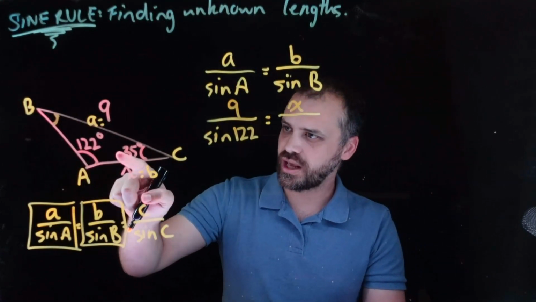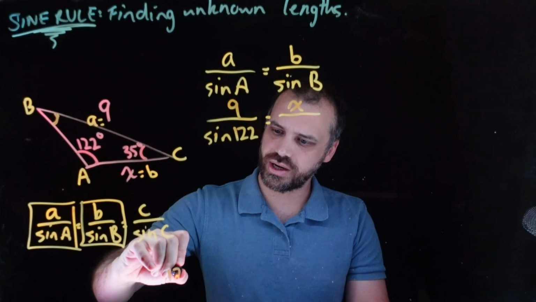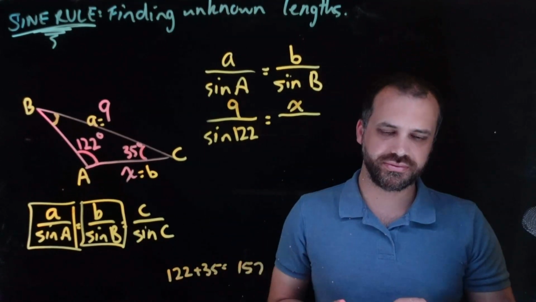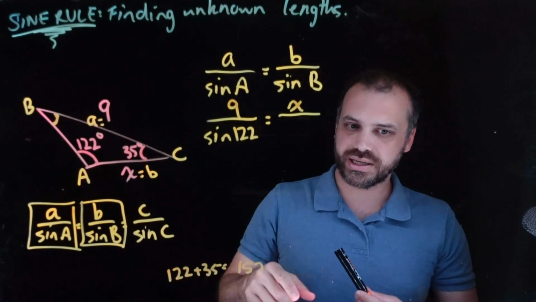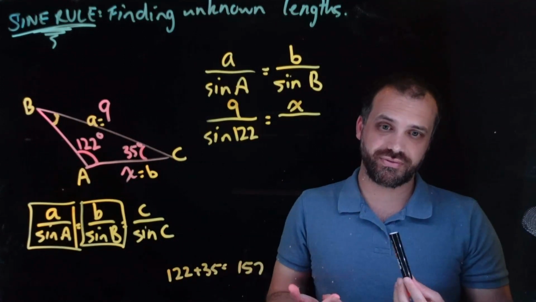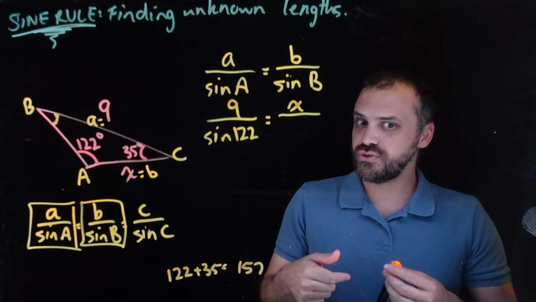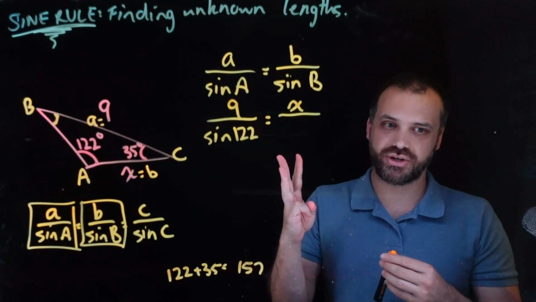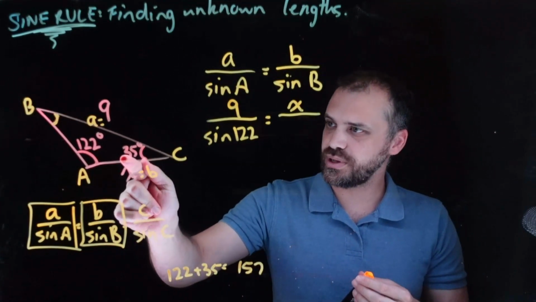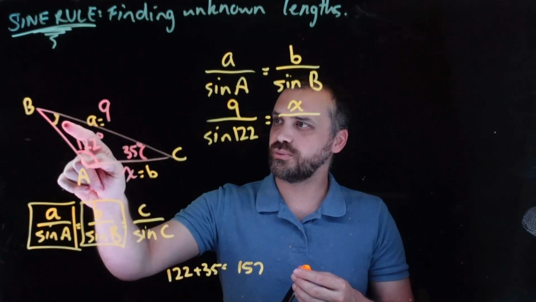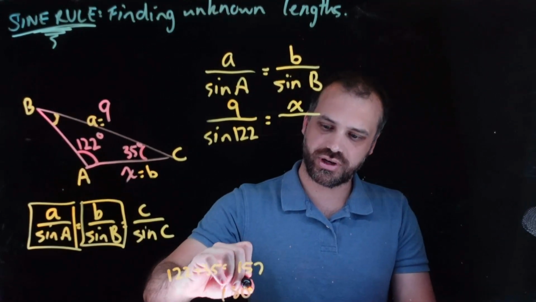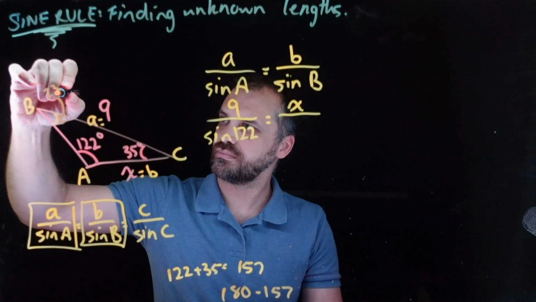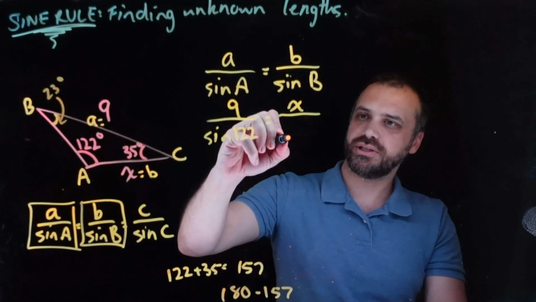Because it's a triangle, and I've been told two angles. So 122 plus 35 is 157. And this angle must be 180 minus 157. So the moral of this story is if you know two angles of a triangle, you know three angles of a triangle. If you know two, you always know three. All right, so I've been told this one, I've been told this one. If I want to find this length, I really want to know what that is. And finding that's easy. 180 minus 157 is 23. And then I can put that in that formula.